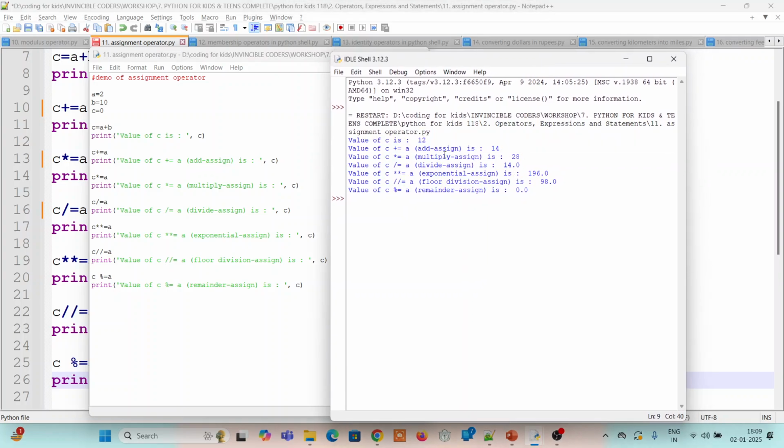So what you are doing is you have done a plus b, so that makes it 12, like 10 plus 2. After that, you are adding 2 one more time into that, so that makes 14. Then multiplying by 2 makes 28, divided by 2 makes it 14. Then 14 to the power 2 using the exponent operator gives you 196. Then floor division gives you 98, and the remainder gives you 0.